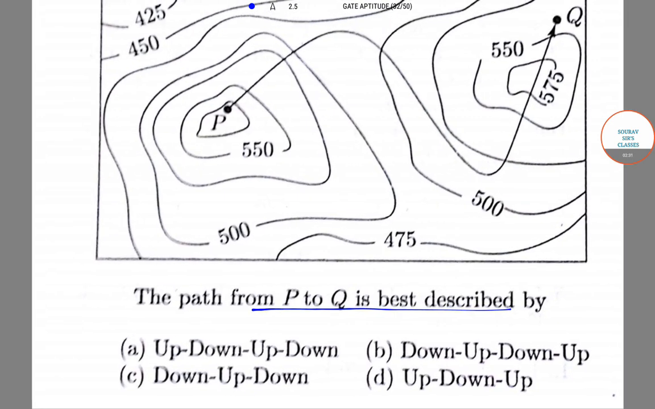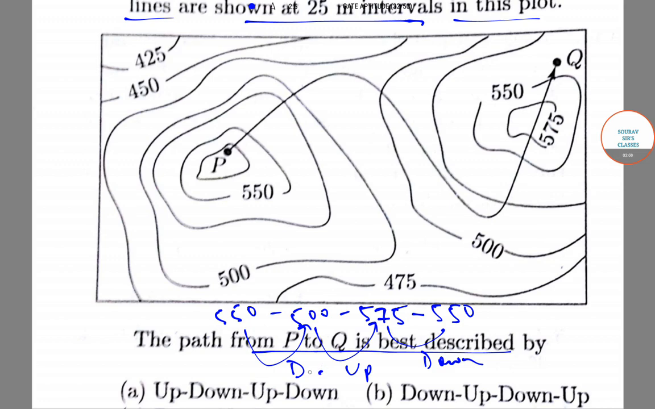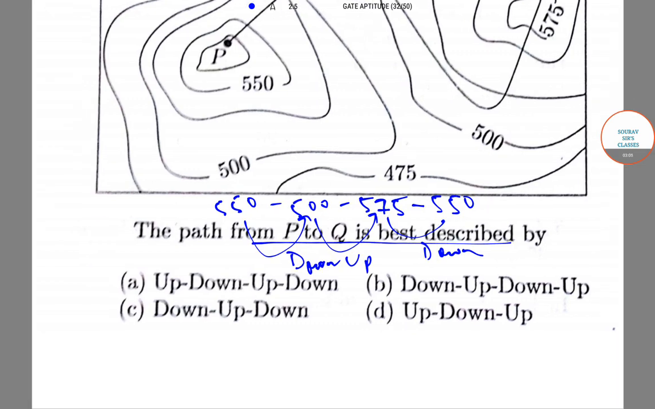So, the path from P to Q can be best described as from 550 to 500 to 575 to 550. So first we go down, then we go up, then we again go down. Therefore, the correct option is option C, that is down, up, down.